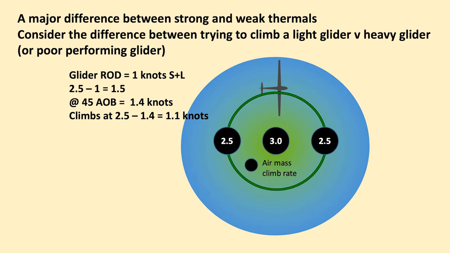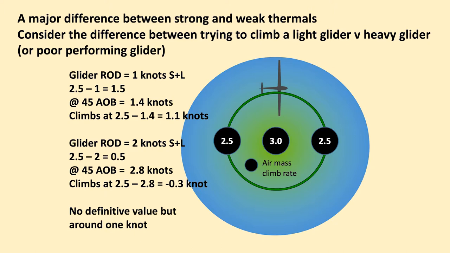If our rate of descent is 2 knots because we're very heavy or a poor performing glider, then we'll get an indication of a rate of climb of 0.5 knot when we're straight and level. But when we enter our turn to try and core the thermal, we actually only achieve a 0.3 knot rate of descent.